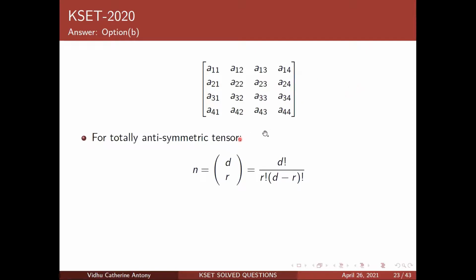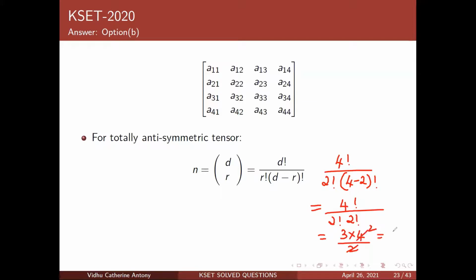Okay, so let's look at this. Using the formula for a totally anti-symmetric tensor, what do we calculate? We calculated the number of components as 6, right? Let's see if we get that from the formula. d is equal to 4, so we have 4 factorial divided by 2 factorial into (d minus r), which is 4 minus 2, which is again 2 factorial. So you get 4 factorial divided by 2 factorial into 2 factorial, which is going to give you 3 into 4 divided by 2, and that's going to give you 6. So we ended up with the same thing that we counted by hand.